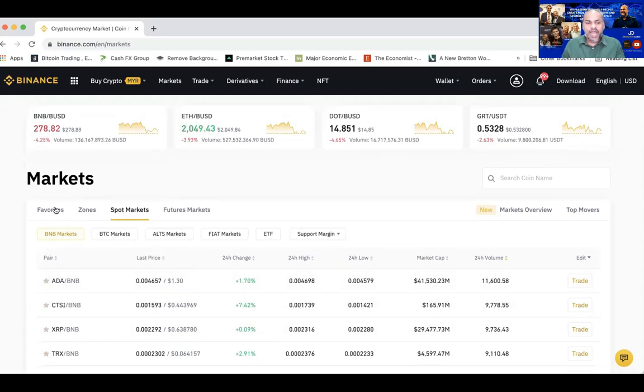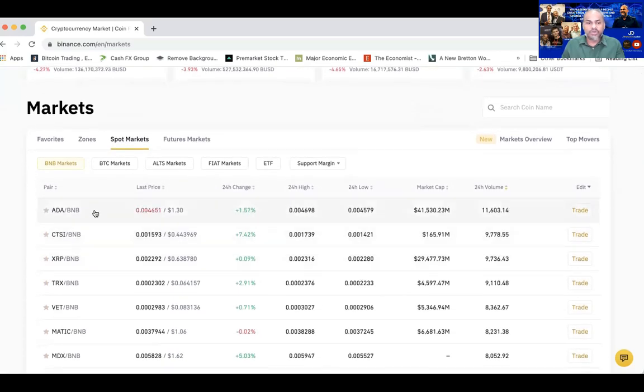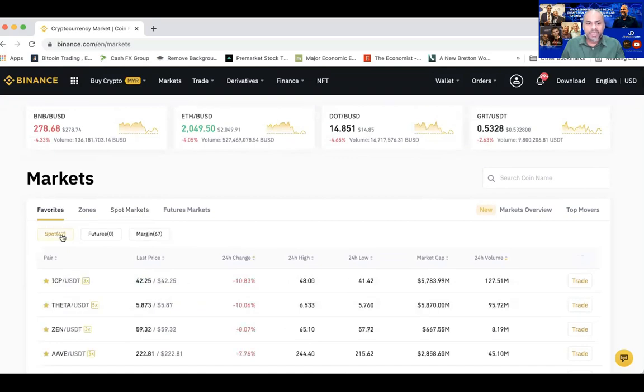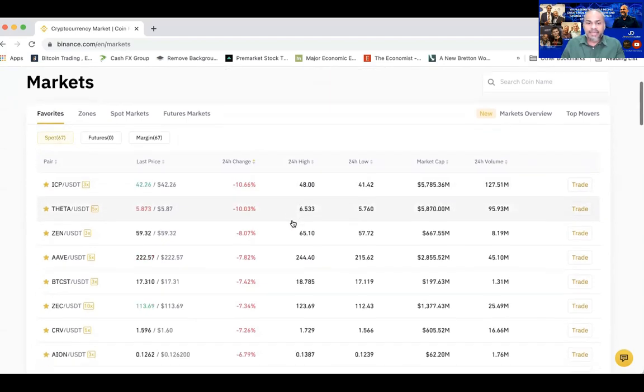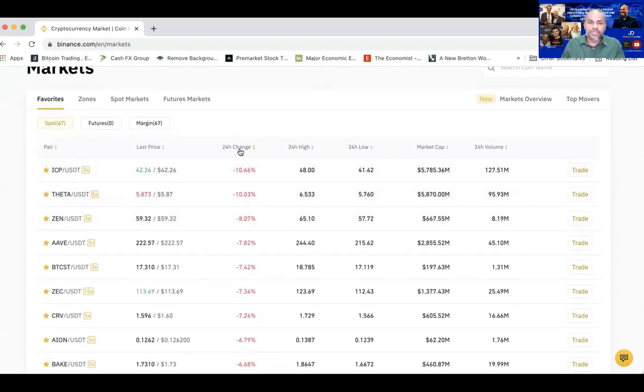So I put all these coins that I need into favorites. You see the star there? Choose those coins and put them in the favorites. Now you can see, once you put them in the favorites, I only have 64 coins there. Then what you do is use the 24-hour change and look for the most negative at the top.